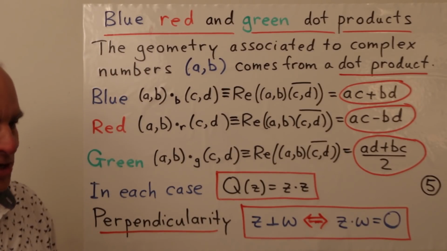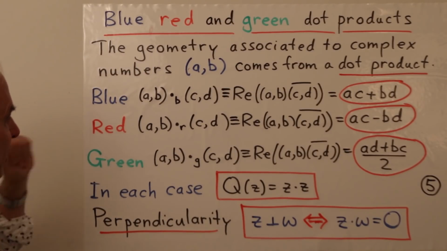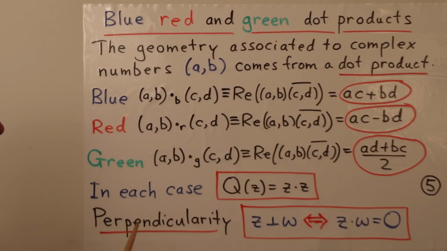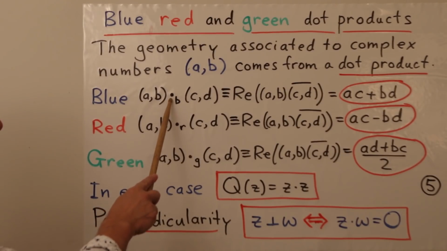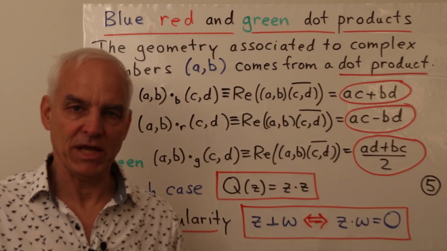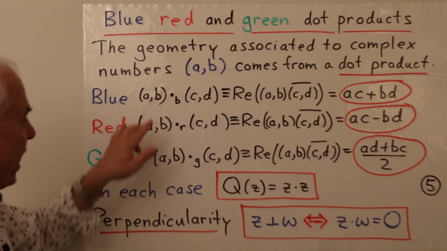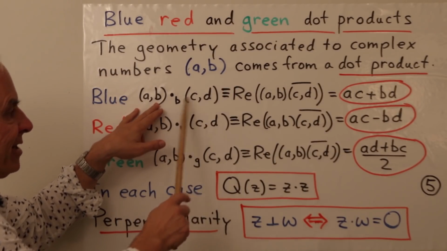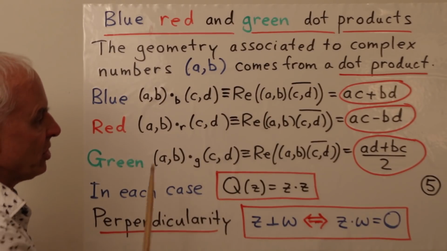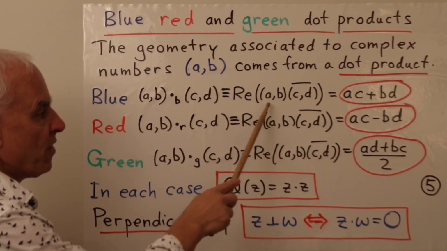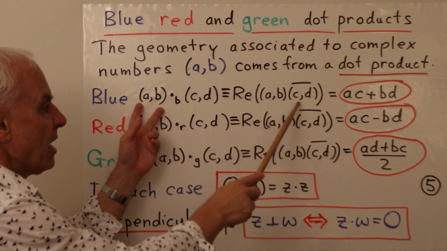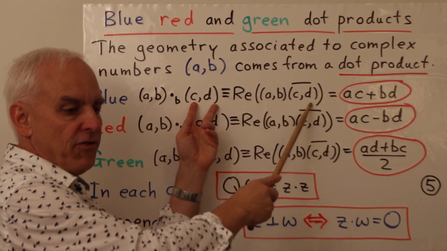Now we have three geometries here, so let's talk about three different dot products. The blue one, so here's the dot, and there's a little subscript b standing for blue. So AB dot CD in the blue setting. Here is the definition. It's the real part of the product AB times the complex conjugate of CD.